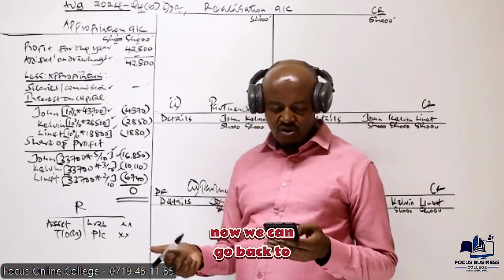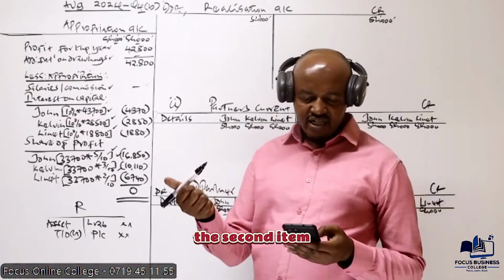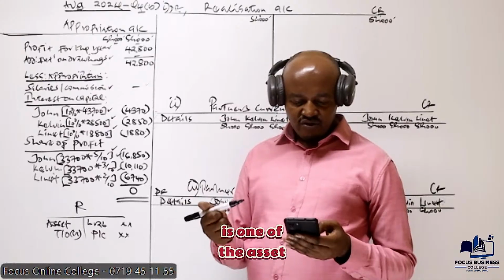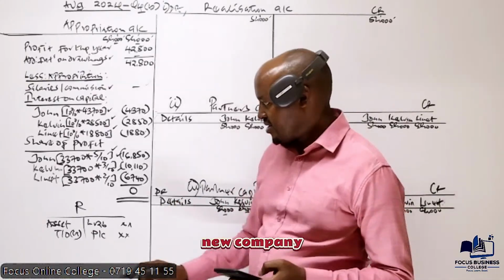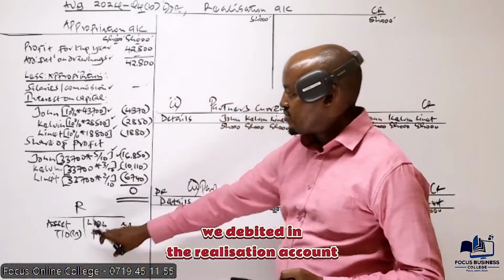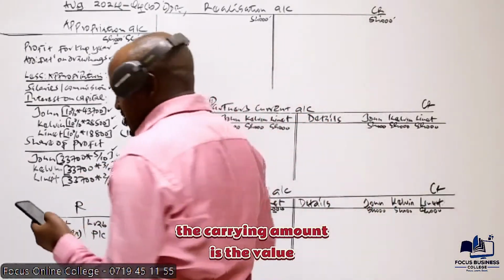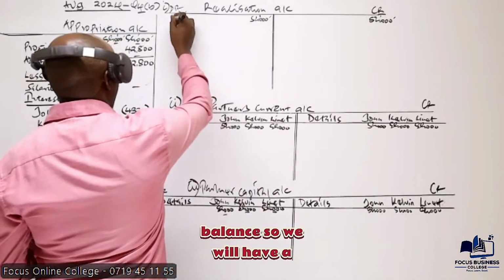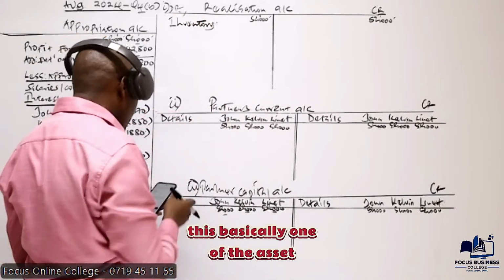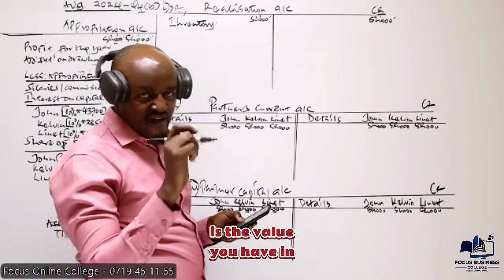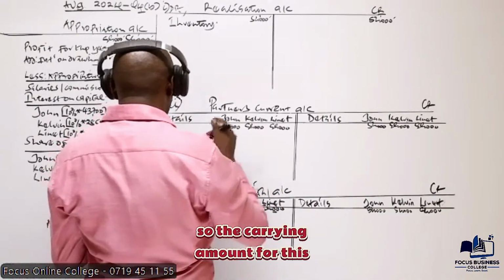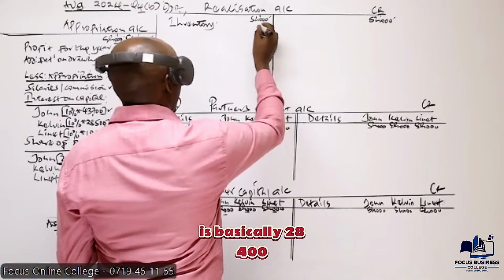So having that information now, we can go back to the trial balance, the second item. So the second item we have there is inventory. Inventory, as per note number 4, is one of the assets which was taken over by the new company. So that being an asset which was taken over by the new company, we debit it in the realization account at the carrying amount. The carrying amount is the value we have in the trial balance. So we will have inventory here. This is basically one of the assets which was taken over, and its carrying amount is the value we have in the trial balance. Note the value which is given in note number 4. So the carrying amount for this is basically 28,400.